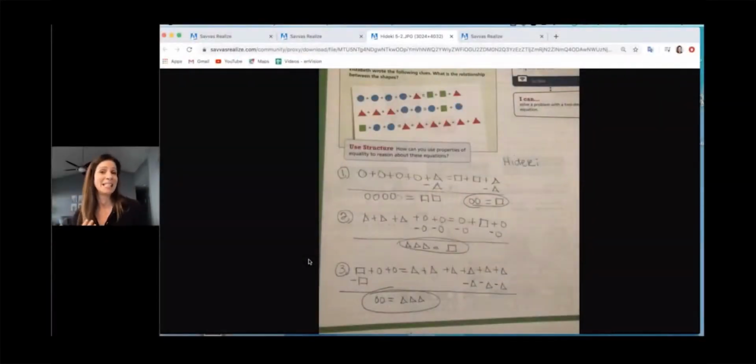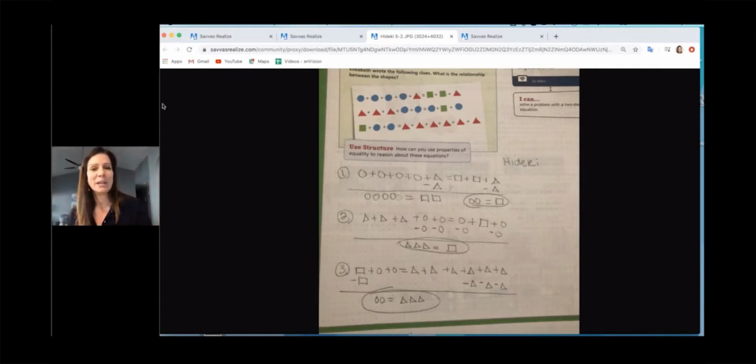Okay, great. That's a fantastic explanation, Hideki. Thank you so much. It sounds like you really relied heavily on the subtraction property of equality when you were solving this equation. I want you guys to think about what you noticed as far as how that related to the last one that we had a chance to look at. What did you notice that was similar to Elijah's work?